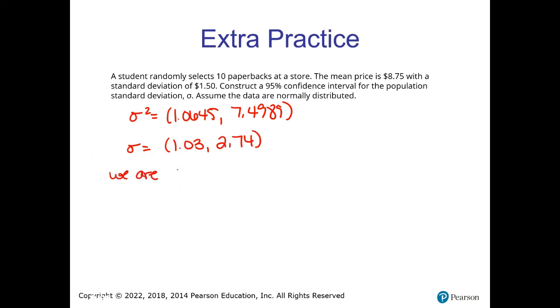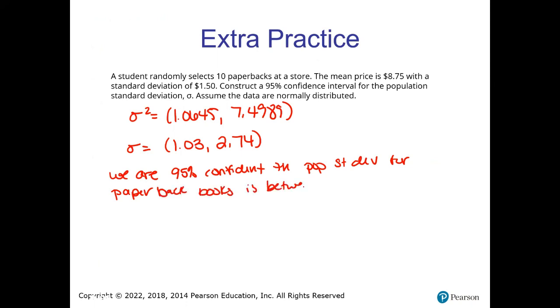We are 95% confident the population standard deviation for paperback books is between $1.03 and $2.74.